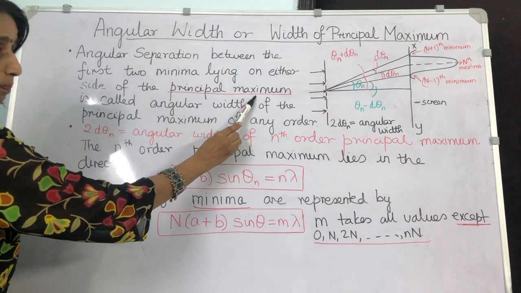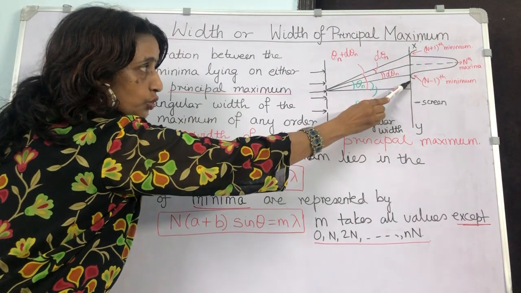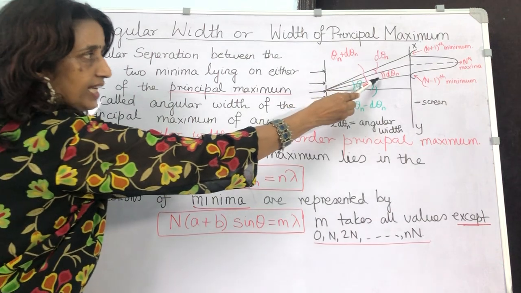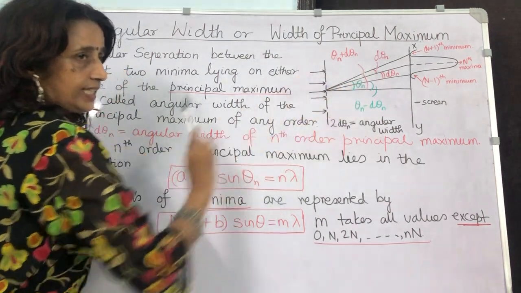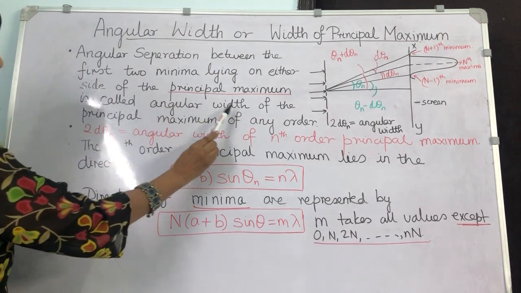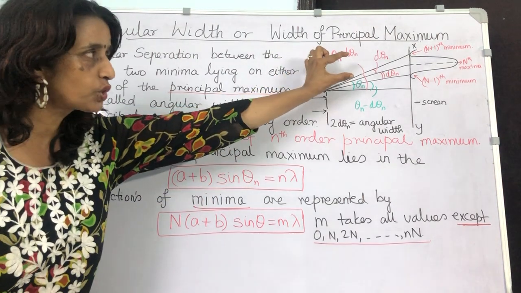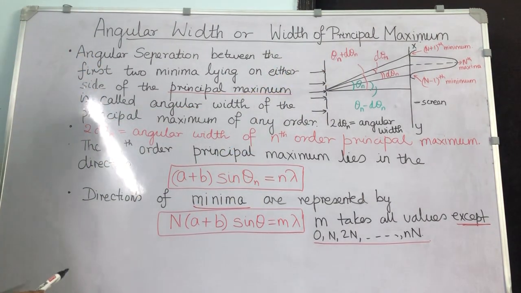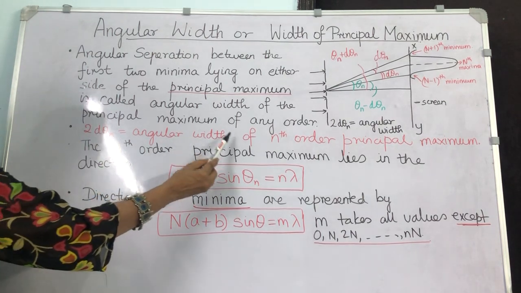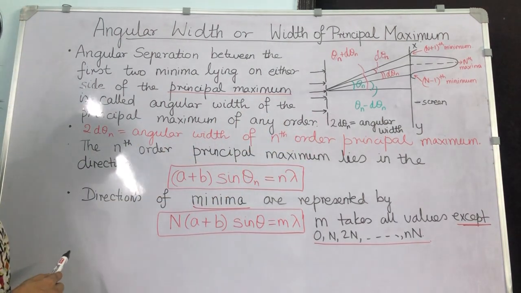of the principal maximum. For the nth maximum, consider the first two minima lying on either side of it. How much angle do they take? That is 2dθn, which we are going to find, and it is called the angular width. That means, by angle, how much width is this principal maxima taking? So 2dθn will be the angular width of the nth order principal maximum.